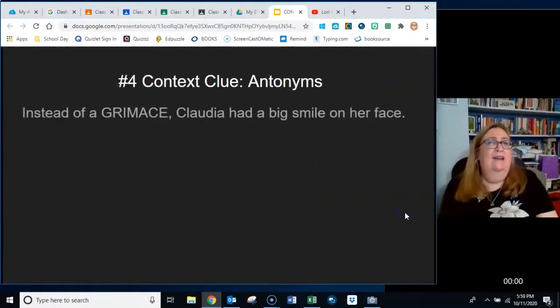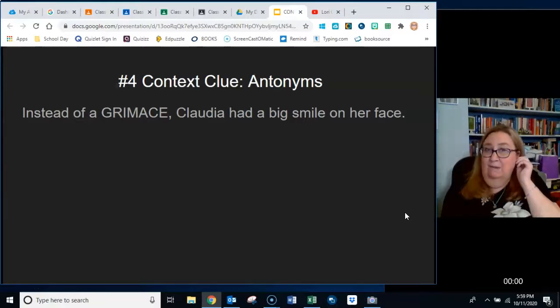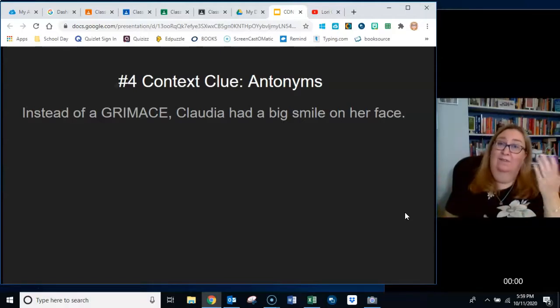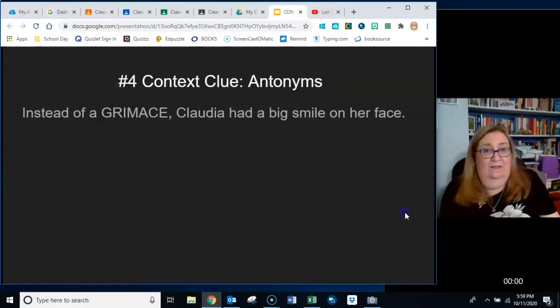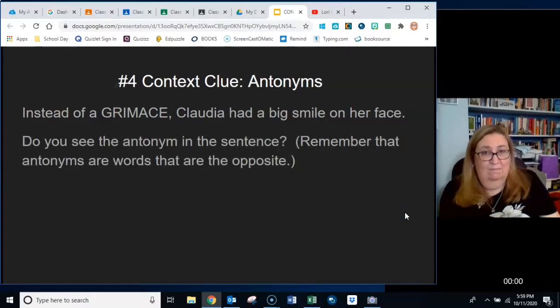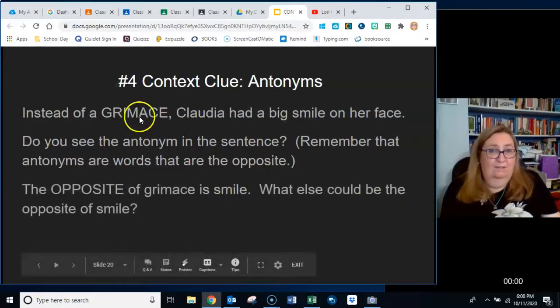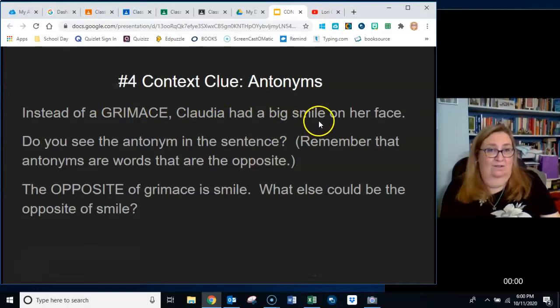Instead of a grimace, Claudia had a big smile on her face. So grimace is our mystery word. Instead of a grimace, that tells me we're about to learn something that's the opposite. So instead of this, let's do this. Instead of a grimace, Claudia had a big smile on her face. Do you see the antonym in the sentence? Remember, antonyms are words that are opposite. The opposite of a grimace in this sentence, instead of a grimace, she had a big smile on her face.